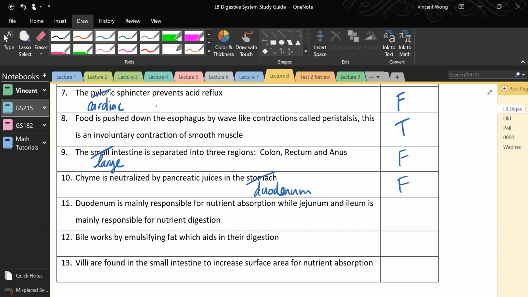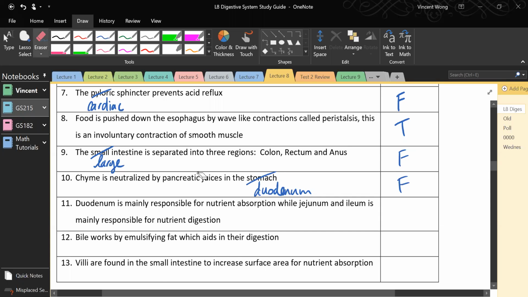Anybody remember what is the chemical in the pancreatic juice that helps with the neutralization? The question is, what's the chemical found in pancreatic juice that helps with the neutralization reaction? It is sodium bicarbonate. That's the base that will help neutralize the acid. You should know that. Okay, next one.